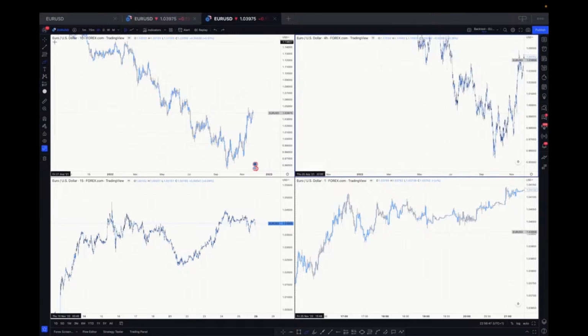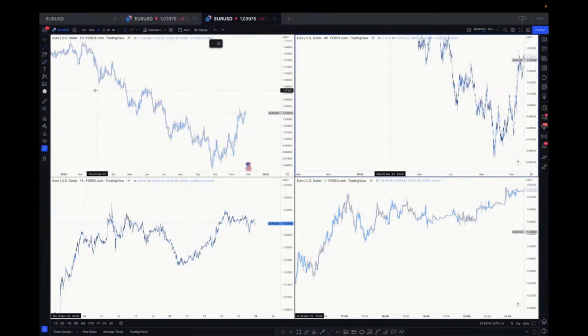Now let's do some drawings on the chart. On the daily chart, let's draw this. We can see here the market came down, made a high here, and then pulled back and broke structure here.